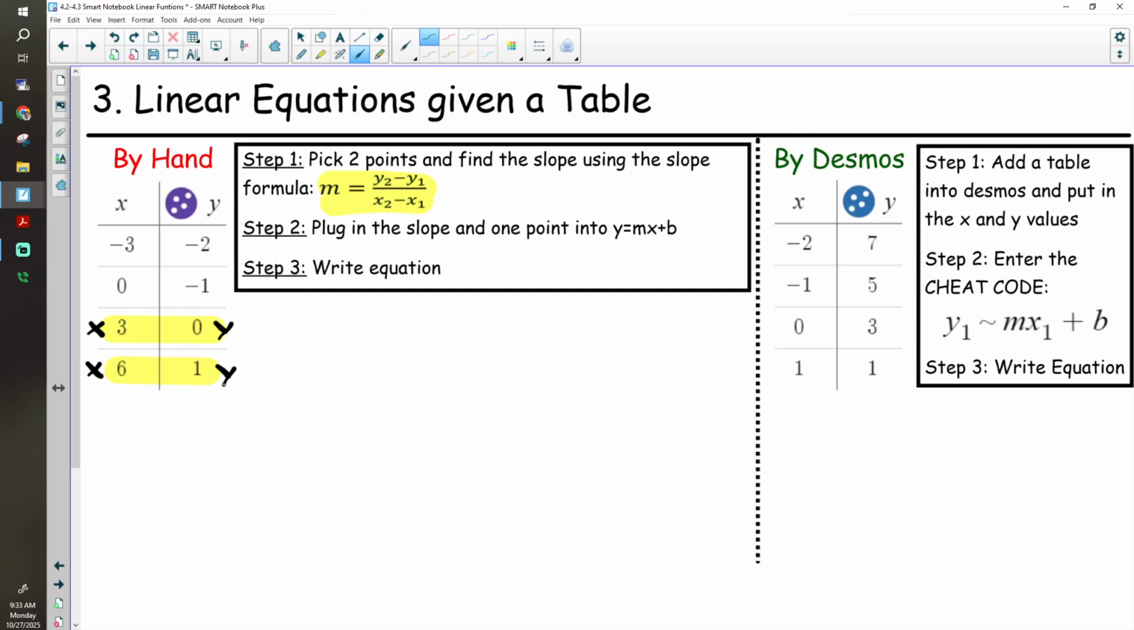What do I get when I subtract my y's? 0 minus 1 is -1. What's 3 minus 6? -3. My y goes on top, my x goes on the bottom. So what's my slope?